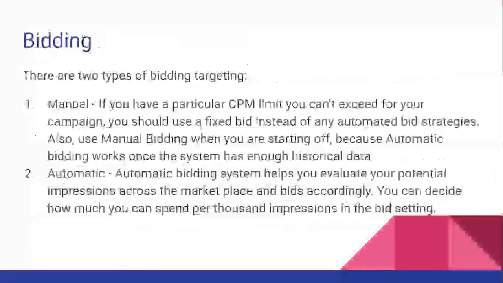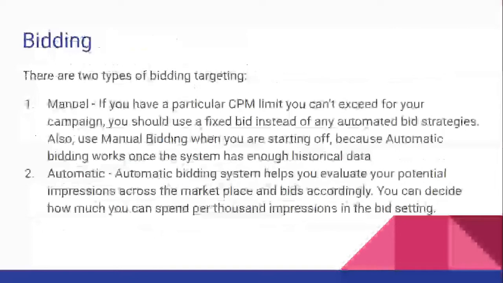Manual bidding is where you put a specific bid amount on your ad groups. If you remember, a bid is a monetary value that you put on your campaigns, which it puts forward in the marketplace. Now, if you have a manual bid of $5, it goes forward and bids $5 in the marketplace. Automatic bidding generally doesn't do that. It understands your potential impressions across the marketplace and bids accordingly. But you can still decide how much you're going to spend per 1,000 impressions so that you do not go off the budget that you have in your plan. So that's manual and automatic.